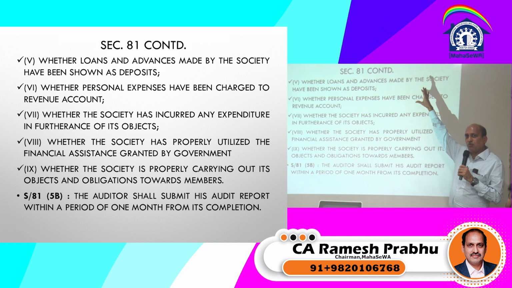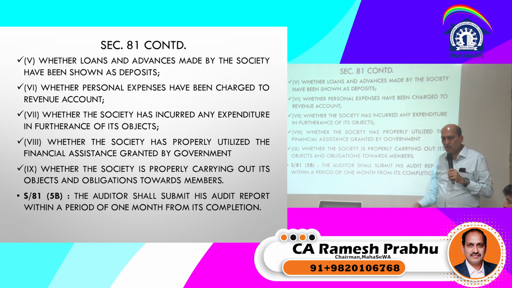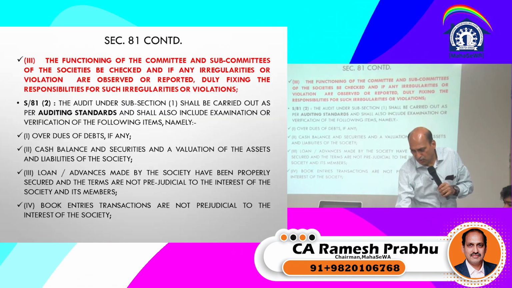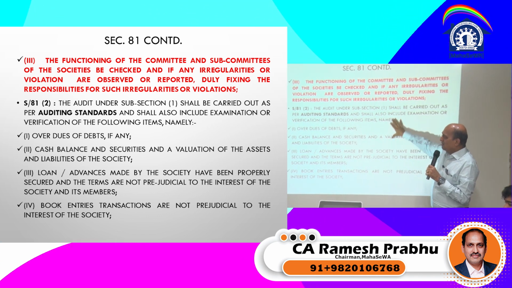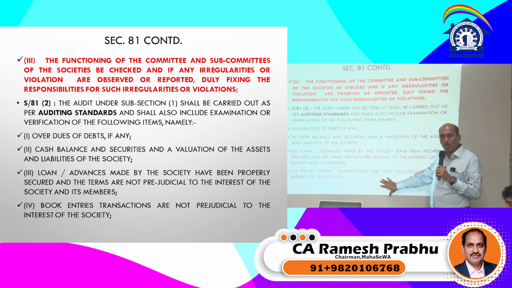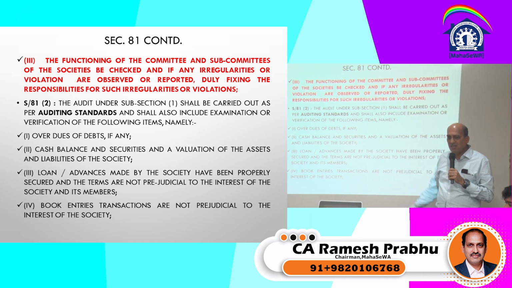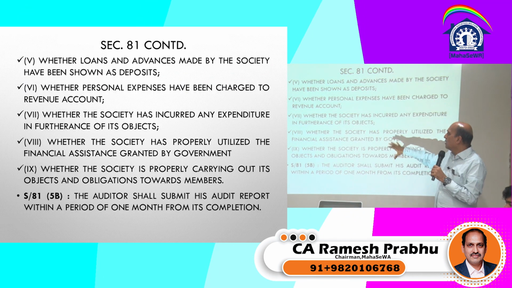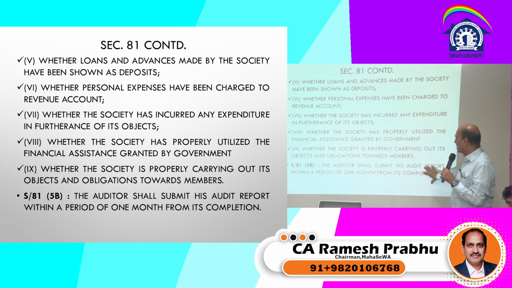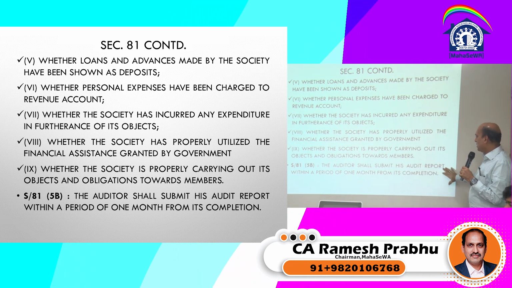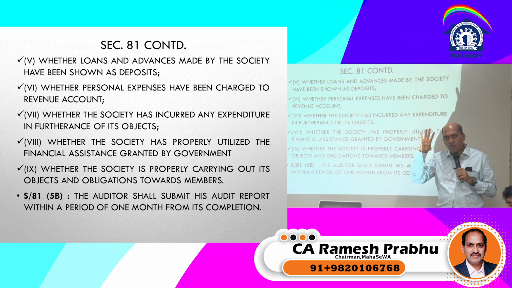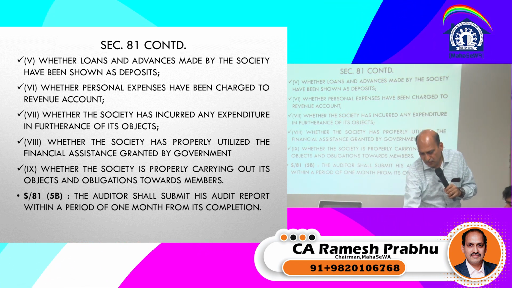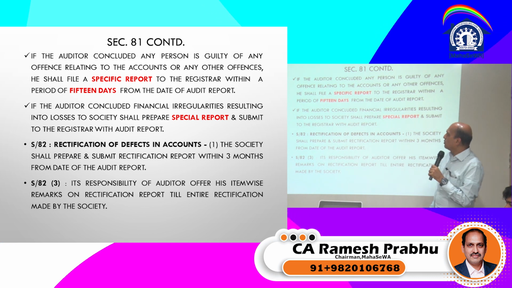So section 81(1) talks about what? Section 81(1) talks about appointment of the auditor. 81(2) talks about how the audit has to be carried out. What are the things to be looked into? 81(5)(b) talks about the auditor report. Auditor shall submit his audit report within a period of 1 month from its completion. That means within 4 months audit has to be completed. Thereafter within 1 month report has to be given.